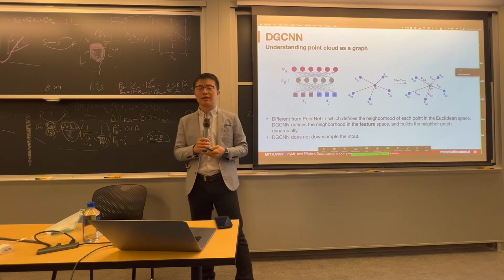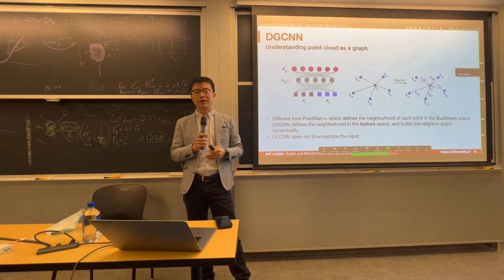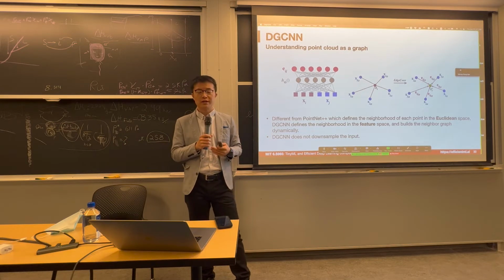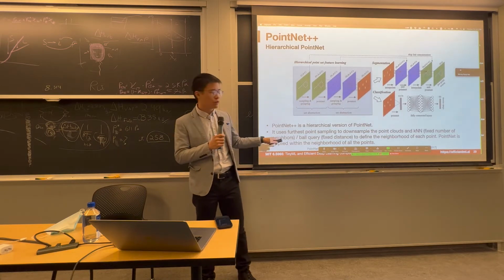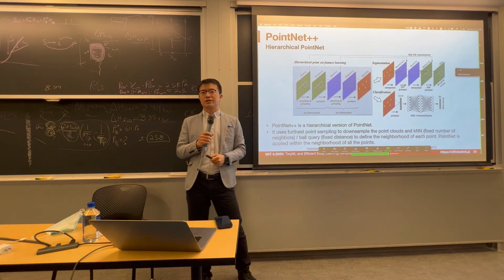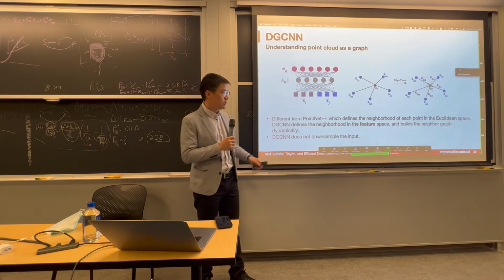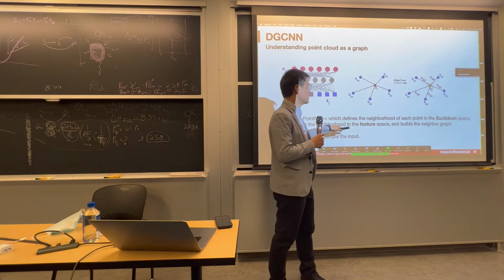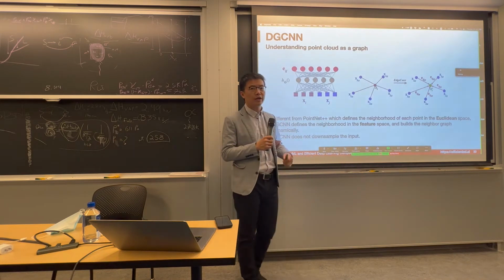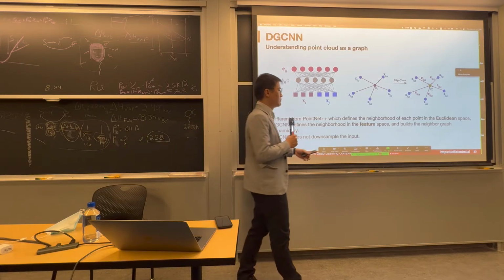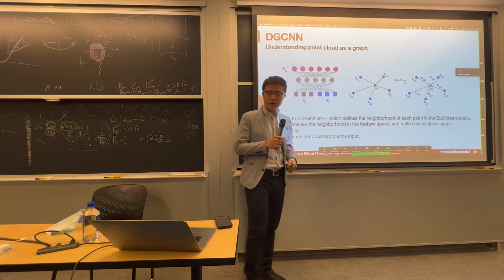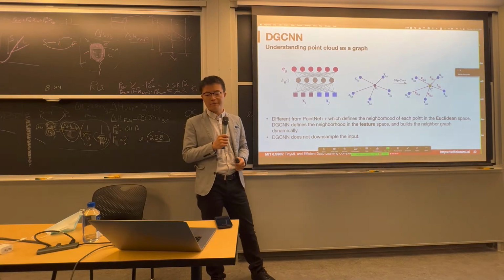Previously, we were just using the physical space by checking the distance, either using KNN, k nearest neighbor, or using the furthest point sampling, either using the KNN or the ball query. So the distance is in the physical space. But here we can define the neighborhood in the feature space. And feature space is not only containing the XYZ information, but also the feature information. Then we can build the neighbor graph dynamically.